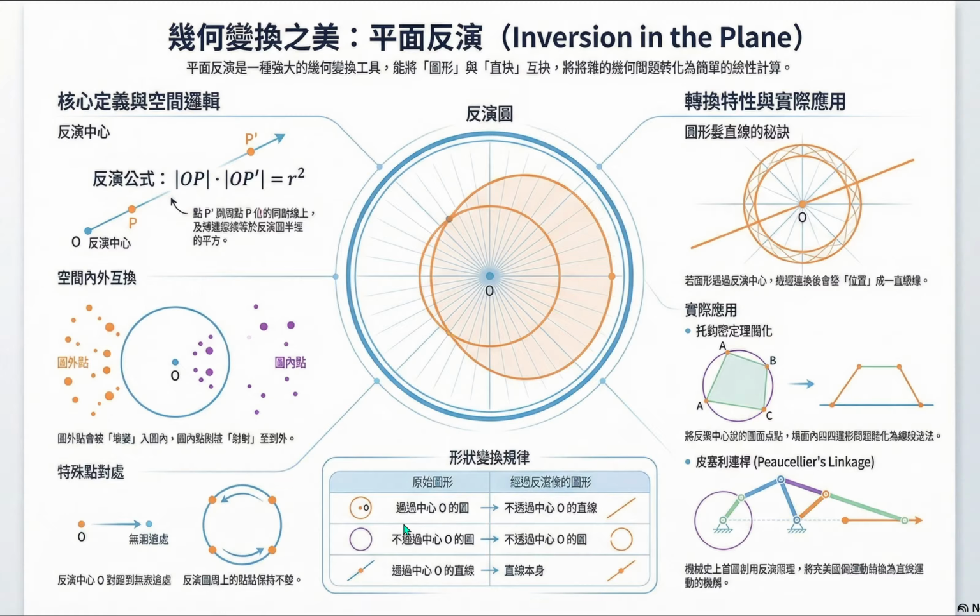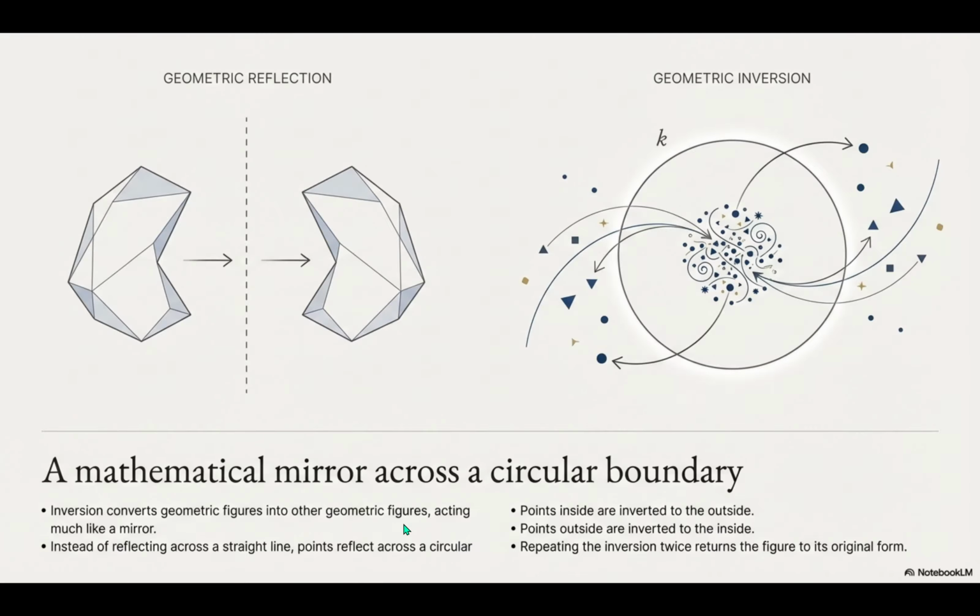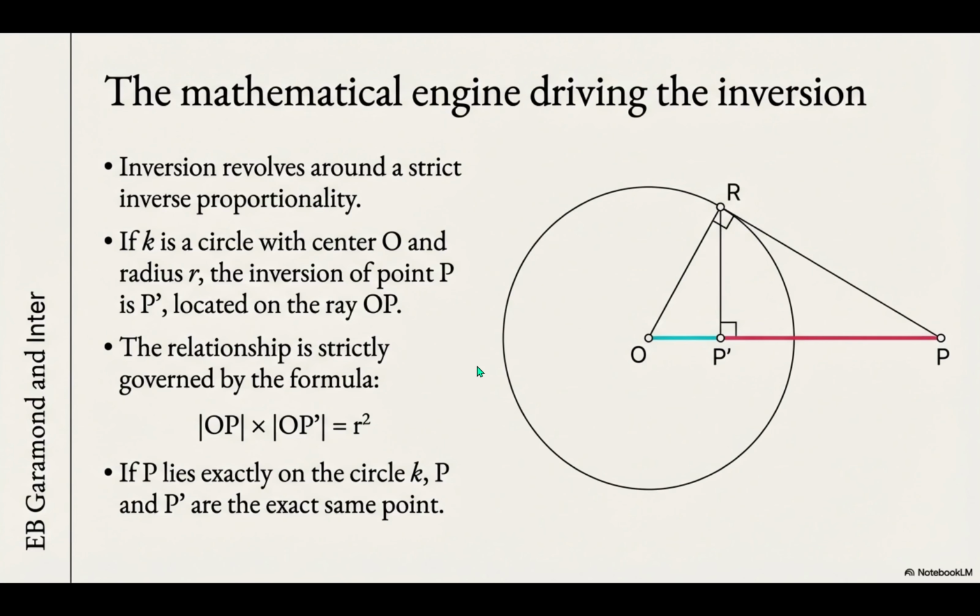Okay, so let's unpack this. What is the basic engine that actually drives this mathematical magic trick? The sources describe it as a mathematical mirror, but obviously we aren't talking about reflecting across a flat piece of glass like the mirror in your bathroom. No, not at all. This is a reflection across a circular boundary. So let's imagine you draw a circle on the ground. We will call it circle K. It has a center point O and a certain radius R. From what I gather, in this inverted world, everything inside that circle gets thrown to the outside. Right. And everything outside gets pulled to the inside. But how does that actually work in practice?